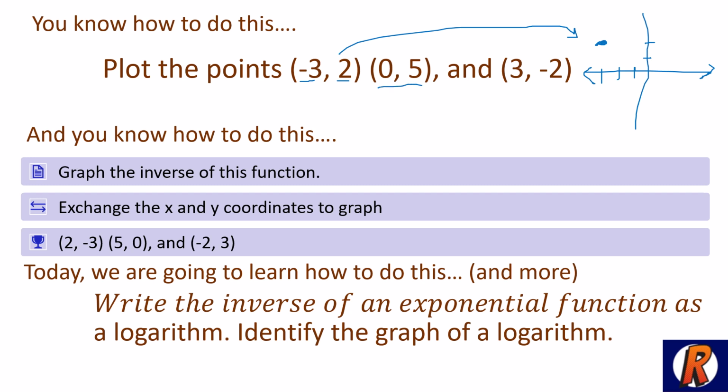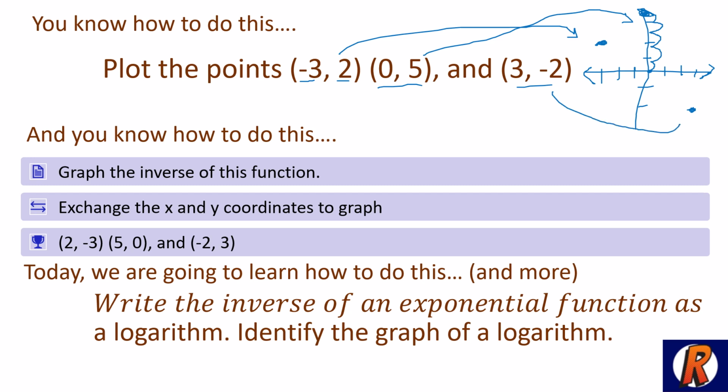0, 5: 0 in the x direction, and then go 5 in the y direction. So I'm going to start at 0 and go up 1, 2, 3, 4, 5. All right, and then the third one is +3, -2. 1, 2, 3, and go down 2. All right, you have the idea.